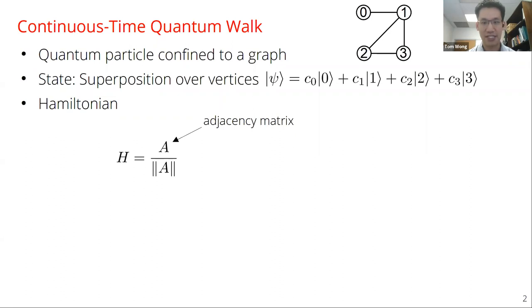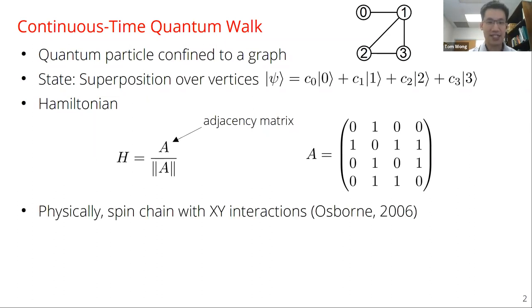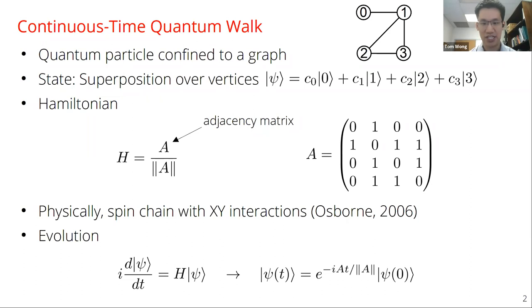So it's just the adjacency matrix, and that's the adjacency matrix for the graph up there. You have a zero if vertices are not adjacent, and a one if they are adjacent. Physically, a Hamiltonian like this can come up in a spin chain with what are called XY interactions, so there's some physical motivation to this kind of Hamiltonian. And we just evolve by Schrodinger's equation. Here's Schrodinger's equation with H bar equal to one. Since the Hamiltonian is time independent, the solution is just the initial state multiplied by e to the minus iAt divided by the norm of the adjacency matrix. This is very similar to what we've seen in several talks so far, except we're just dividing by the norm.